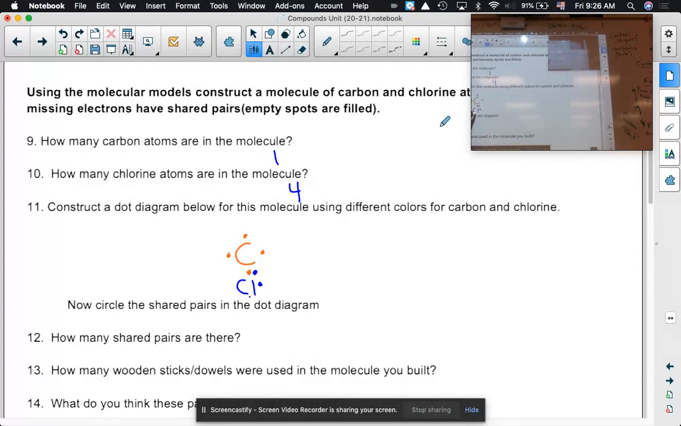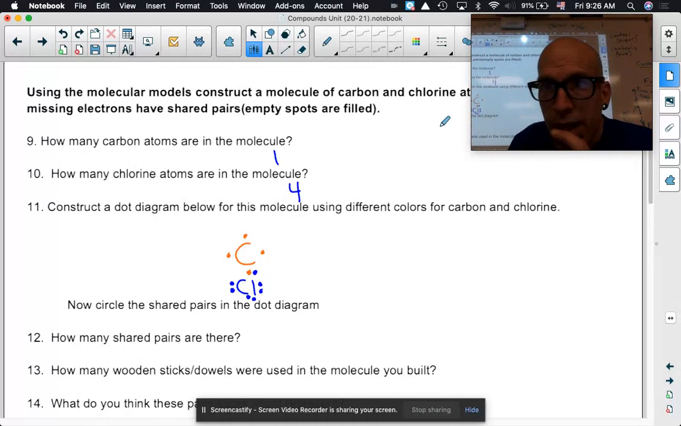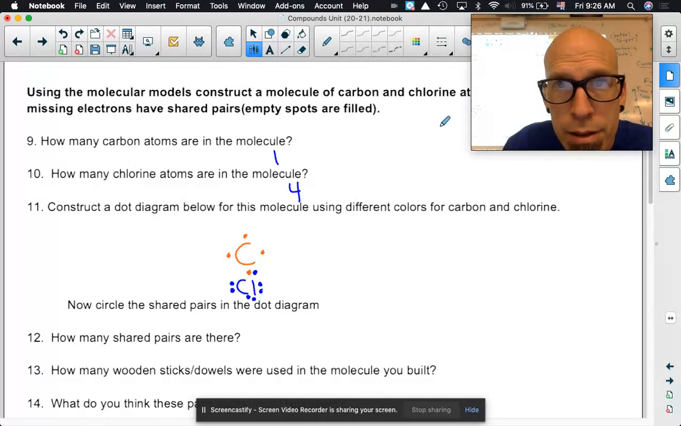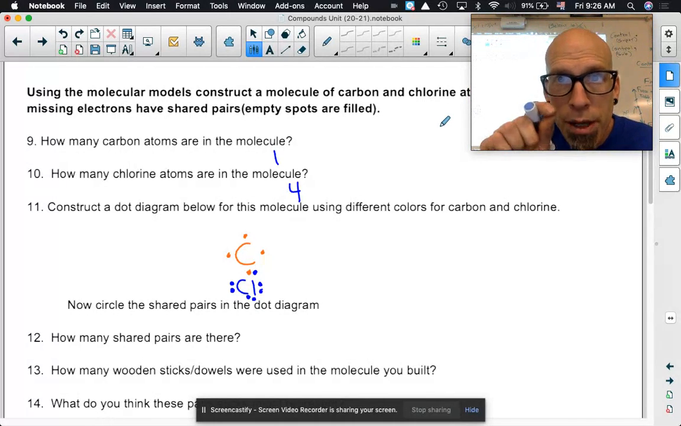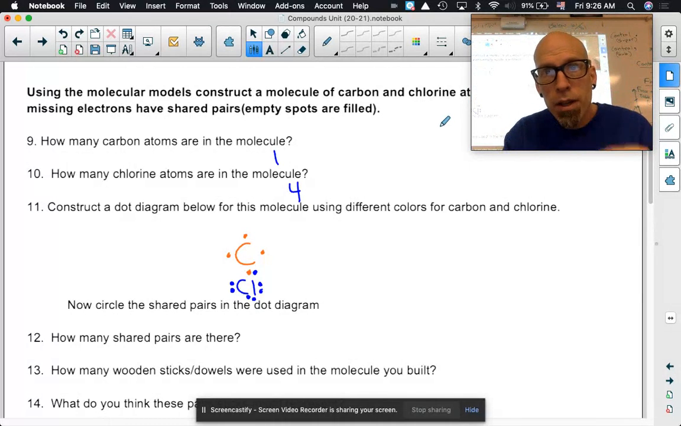2, 3, 4. There's already 1 there. 5, 6, 7. Now, do you see what happened here? That chlorine, the empty spot on the chlorine goes up and occupies the empty spot of carbon. So they're each filling each other's empty spot.